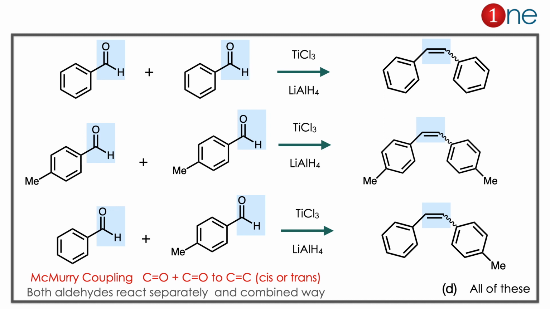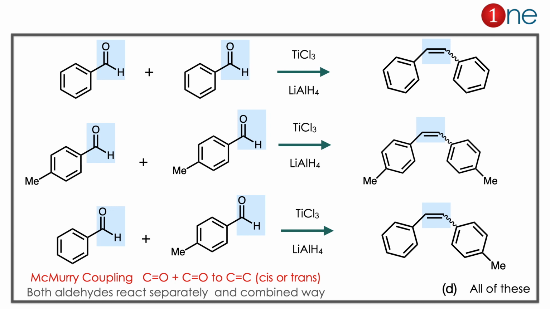The first is the combination of benzaldehyde, where you have stilbene. The second is the methyl one, where you have methyl stilbene. The third is benzaldehyde with methyl benzaldehyde. What really happens is that you have the direct C-C bond combination. So you have the possibility of all reactions, and the product is all of those.